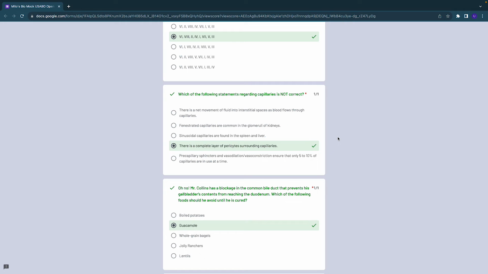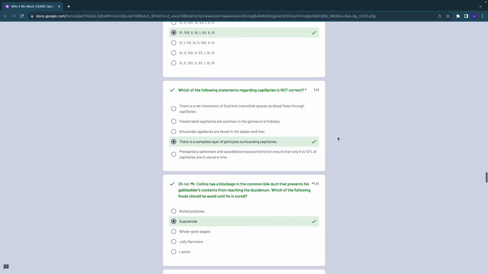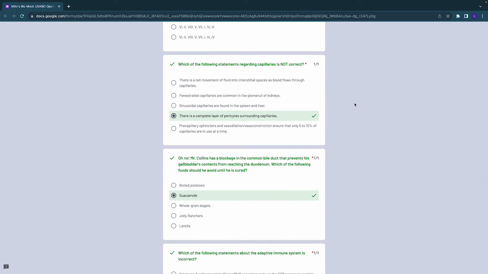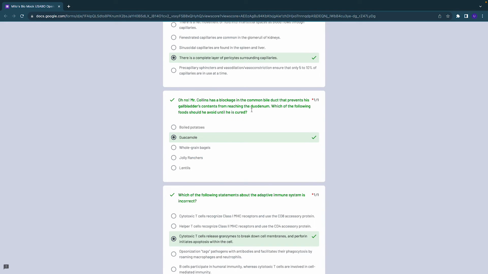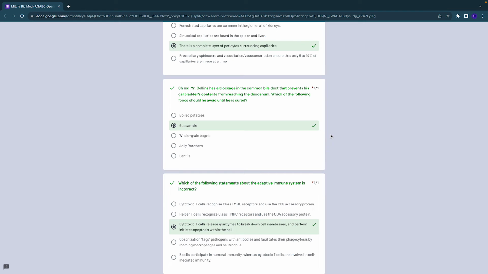So endothelial cells, which basically form up the capillaries, are in a more complete layer, as they literally make up what a capillary is, compared to parasites. And then, okay, so when we look at this one, bile helps with the digestion of fat.